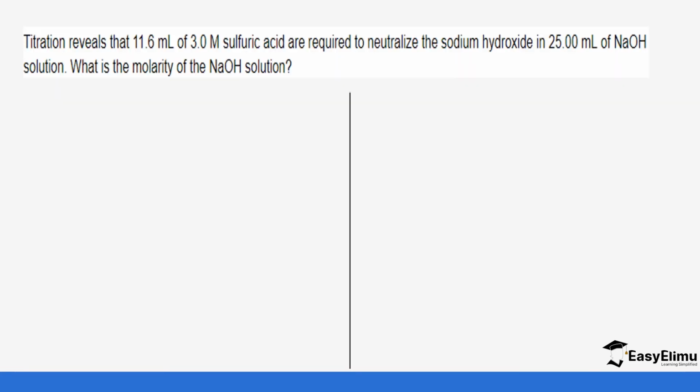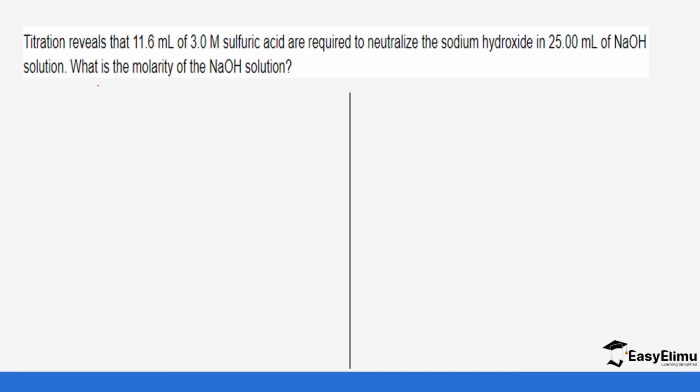So let's do 1 or 2 questions in regard to titration. We haven't yet gone into the specific types of titration. This is just to help us know that using titration we can get the concentration of an unknown solution. So for example, this question says titration reveals that 11.6 ml of 3.0 M sulfuric acid are required to neutralize the solution of sodium hydroxide in 25 ml of sodium hydroxide solution.